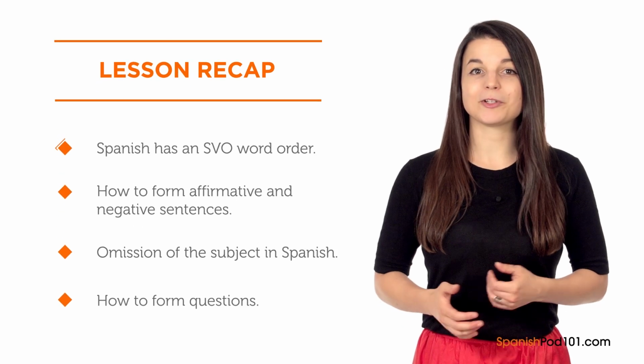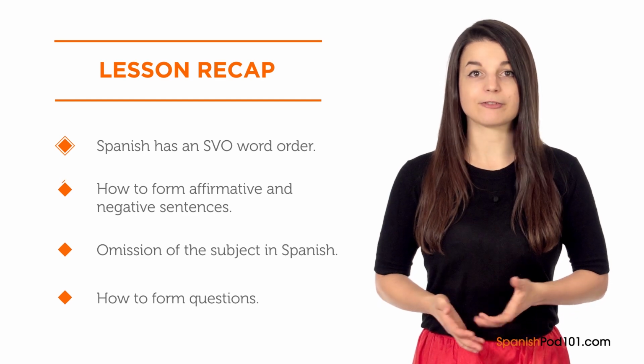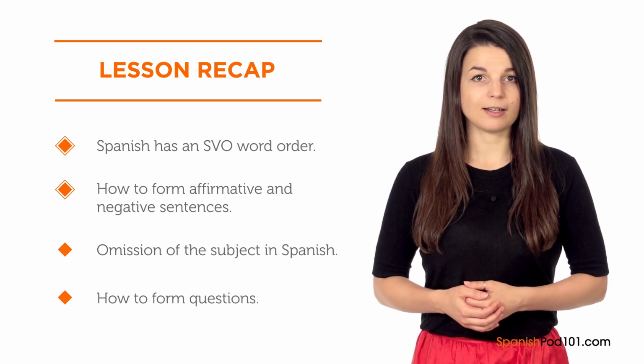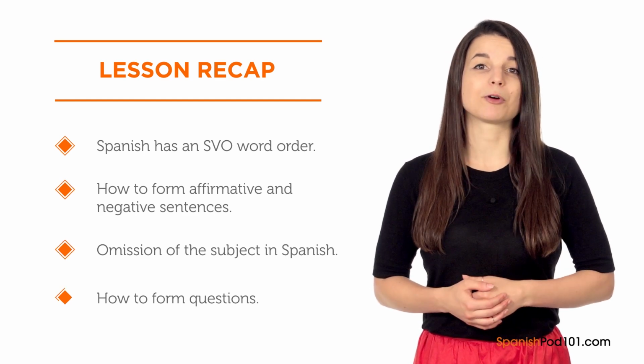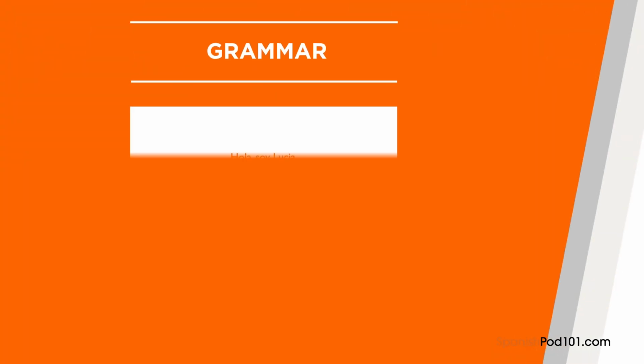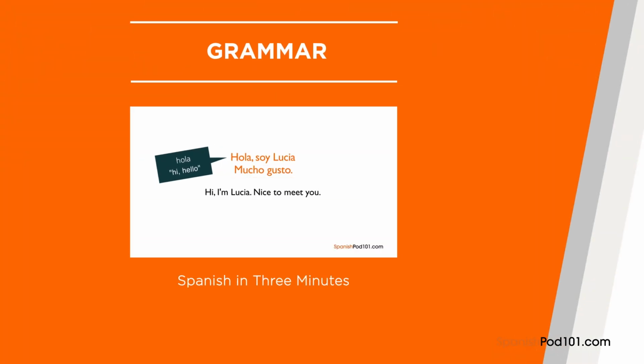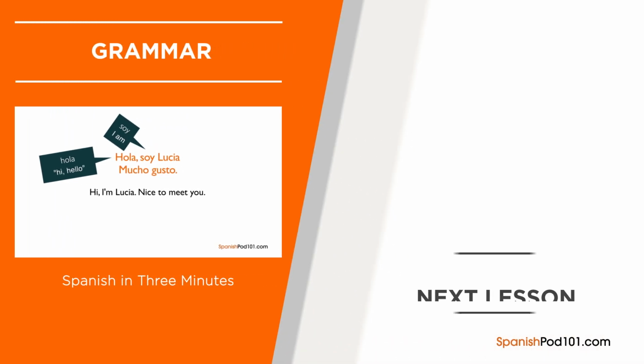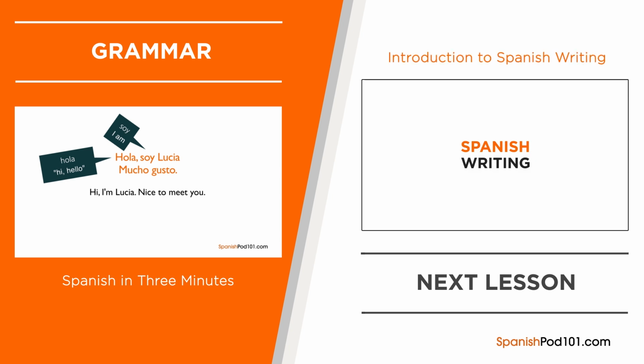In this lesson, you learned about the word order of Spanish, how to form affirmative and negative sentences, about the omission of the subject, and how to form questions. We've covered only the very basics of Spanish grammar. If you're interested in learning more, check out our Spanish in 3 Minutes video series. In that course, we teach you useful phrases while covering the fundamentals of Spanish grammar, and each lesson is only 3 minutes long. In the next lesson, we'll introduce you to the basics of Spanish writing.